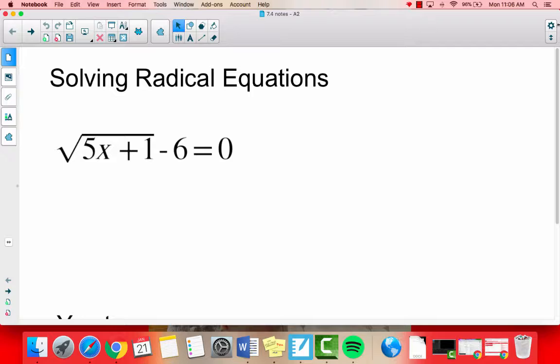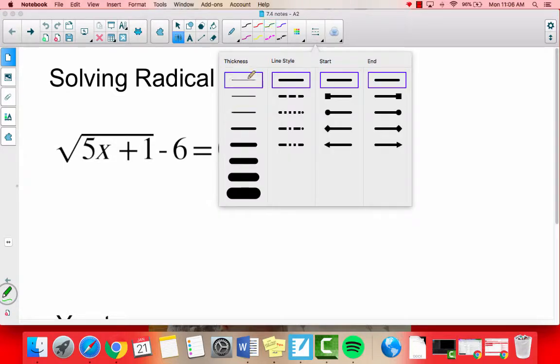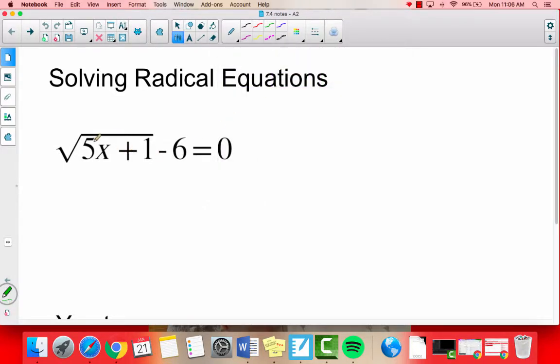The first example that we're going to go through says the square root of 5x plus 1 minus 6 equals 0, and you are asked to solve this. So in this kind of example, the key here is making sure that you get the root or the radical on its own first. And to do that, we're going to have to add 6 to both sides. So we're going to start with that first. And that's going to leave us with the square root of 5x plus 1 equals positive 6.